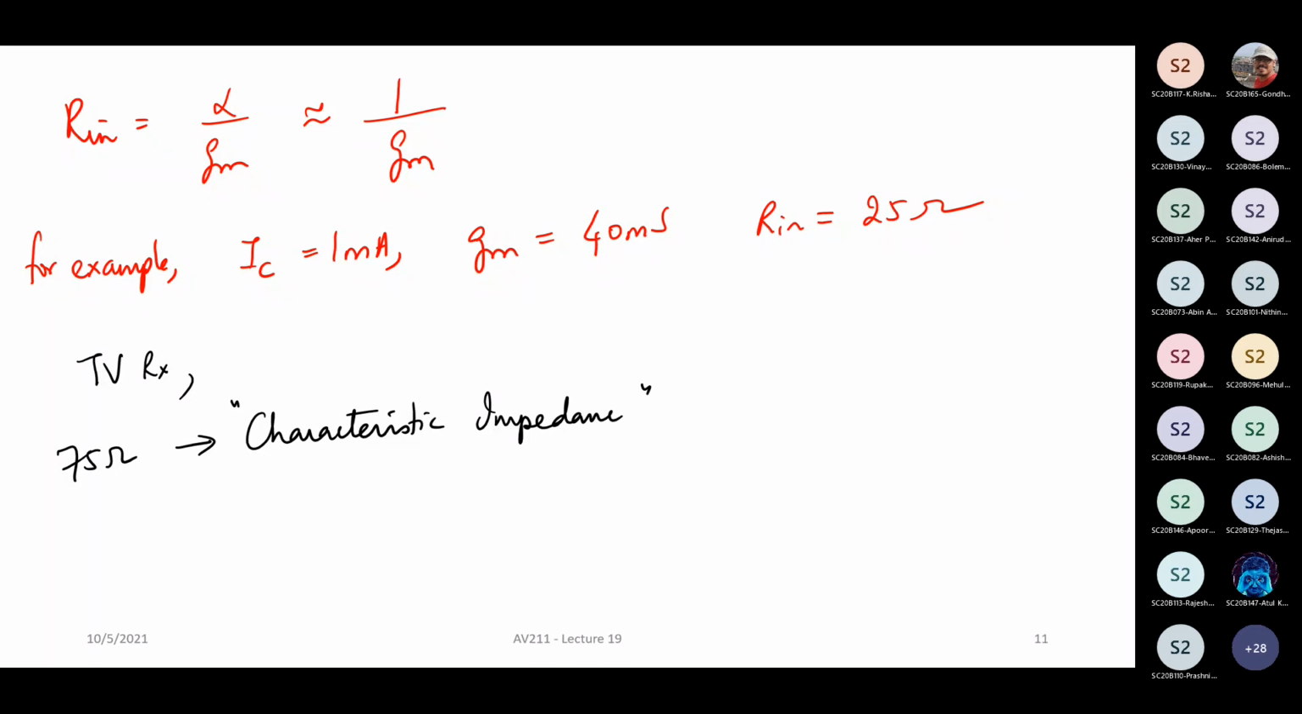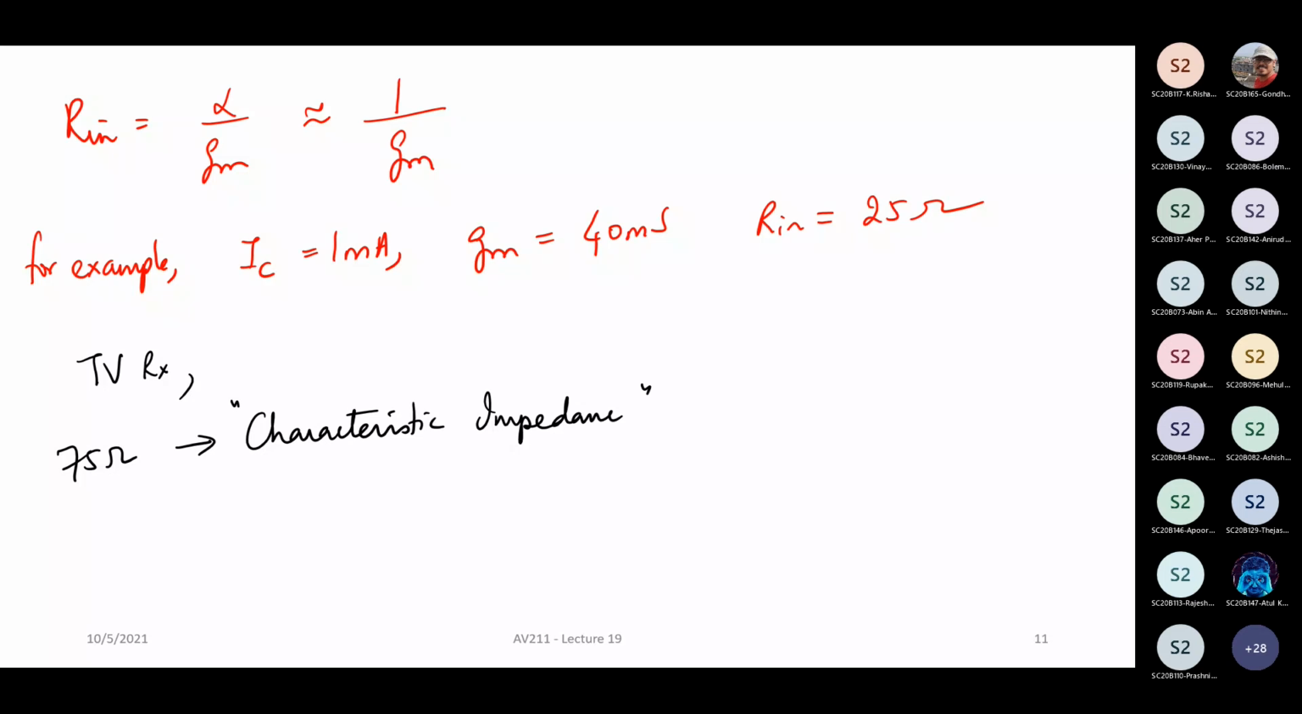Now, what is characteristic impedance? I think you will learn in the EM theory course. In order to make sure that there are no reflections and so on, you have to make sure that the input impedance of the first amplifier sitting inside your television is equal to the characteristic impedance. The first stage, this is also true in all your mobile phones, all wireless receivers and so on.